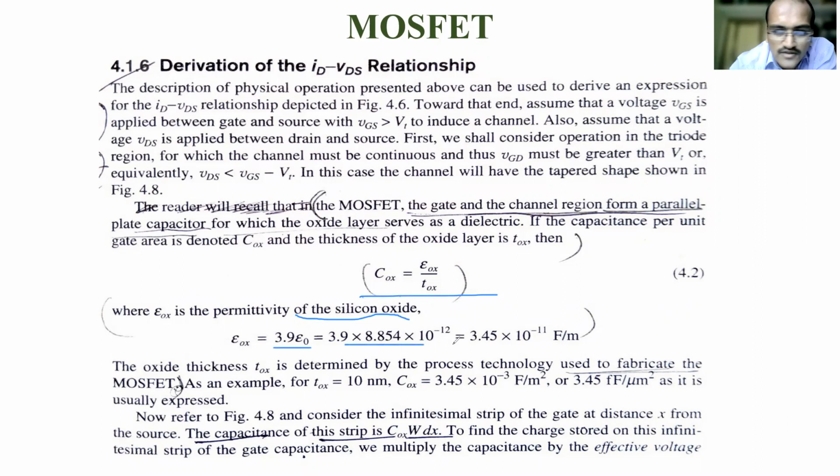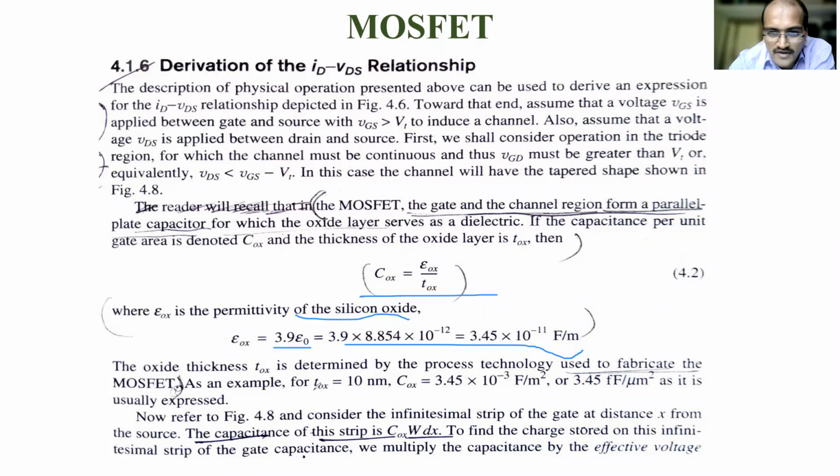So you get this much value, 3.45 into 10 to the power minus 11 farad per meter. The oxide thickness is determined by the process technology, so it is not something you are varying. It depends on how it is manufactured. Different MOSFETs will have different values, and the range we have seen is 2 to 15 nanometer, right?